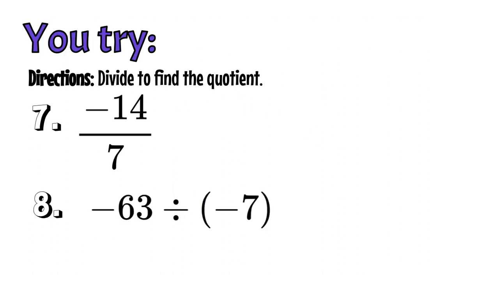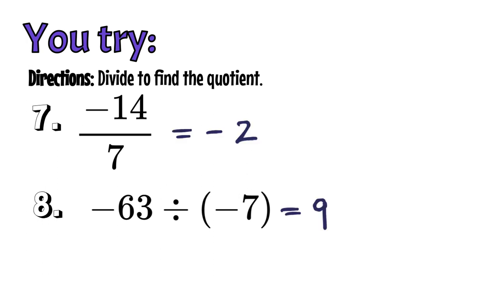Now it's your turn to try some examples. Notice also that in the previous example, as well as number 7, we can rewrite our division problem as a fraction. Remember that this is just saying negative 14 divided by 7. It's the same thing, it's just written in a different way. So pause the video and try numbers 7 and 8 on your own.